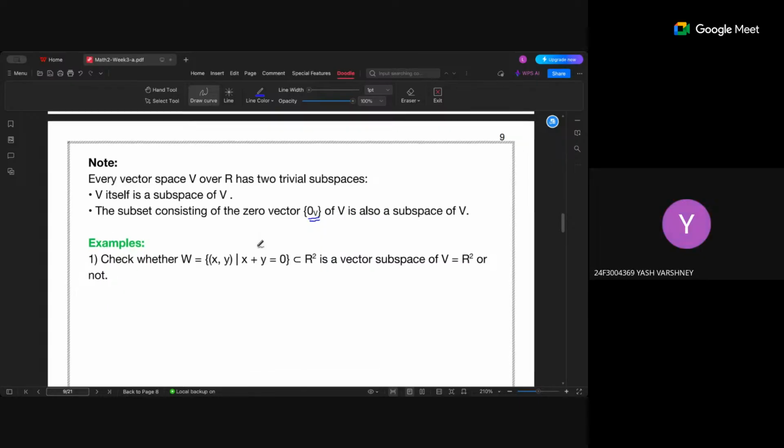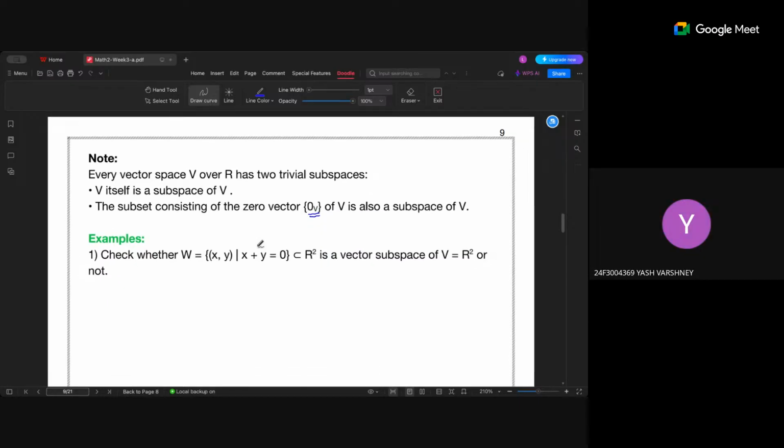Okay, ma'am, in some cases the additive identity is not defined, and then it cannot be a vector space itself. Okay, fine.